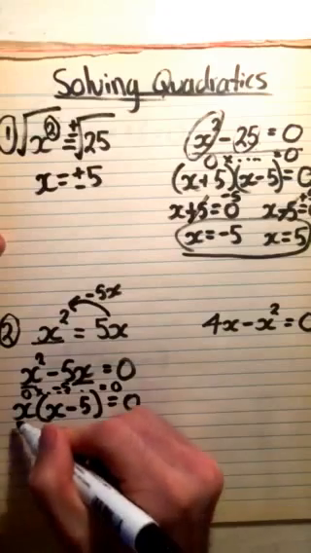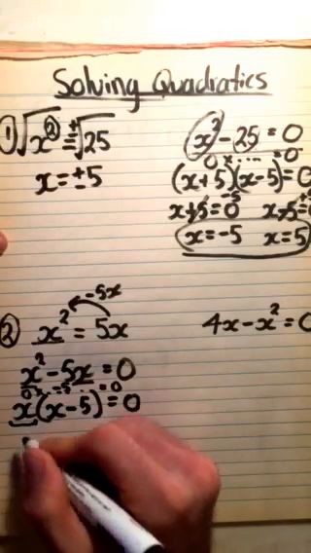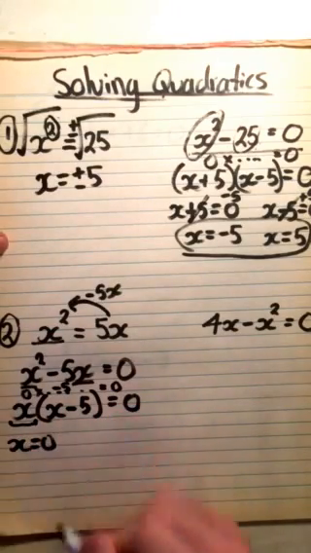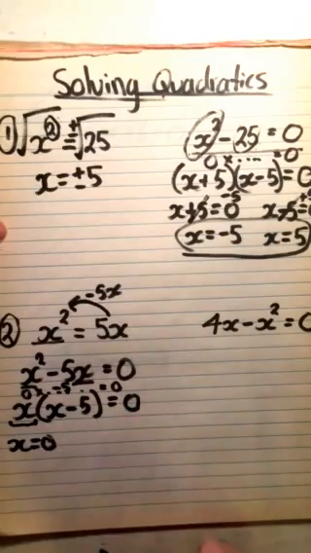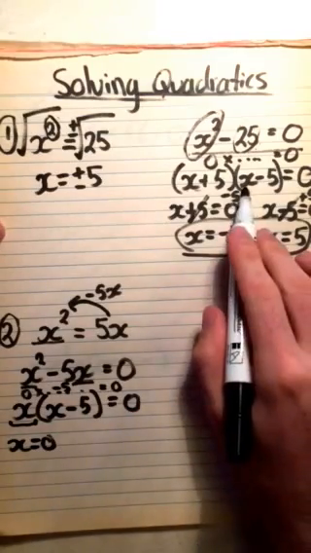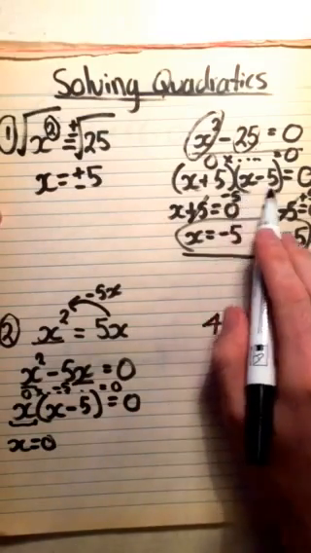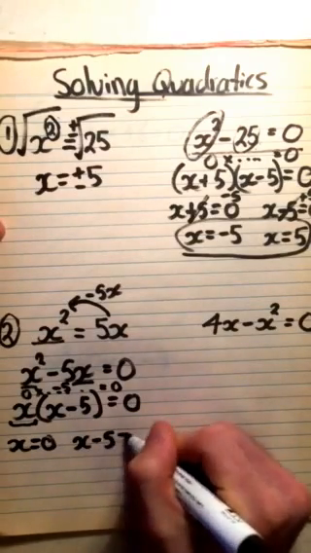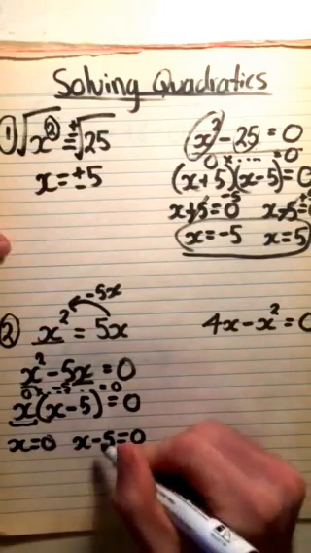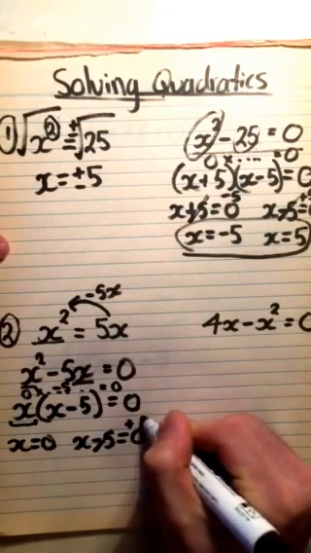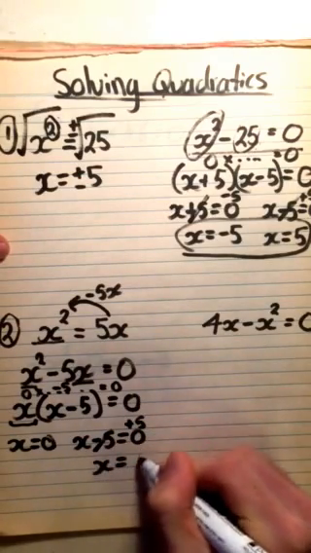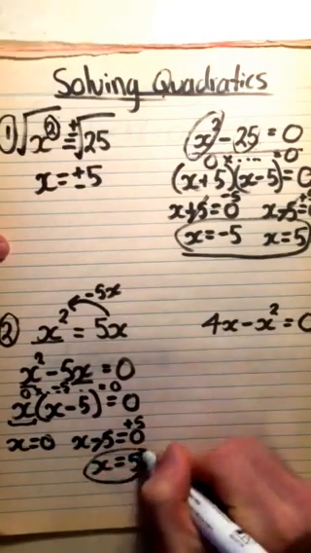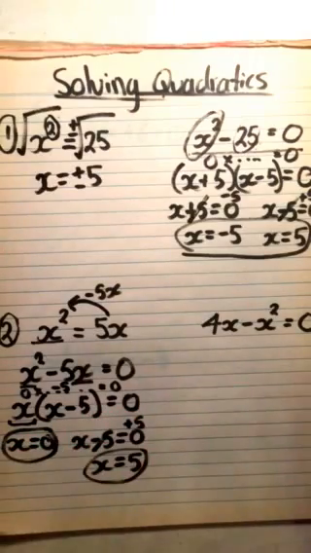So when you get x by itself on the outside of a bracket, x equals 0 is one of your solutions. The other solution, remember what we did before when we had these brackets, was we need to make the bracket equal 0. So next to it, I write x minus 5 equals 0 because I want the whole bracket to equal 0. And then we solve it by adding 5 to the other side. So we get x equals 5. So there are the two solutions.